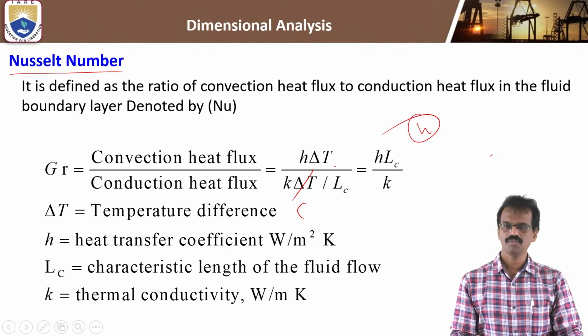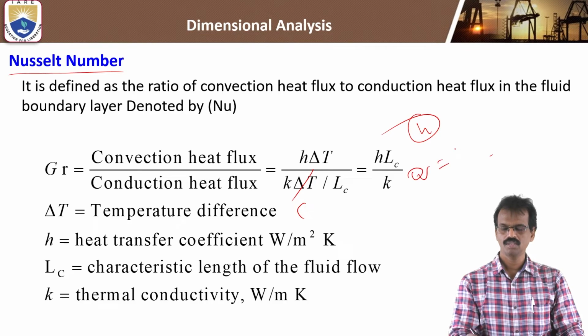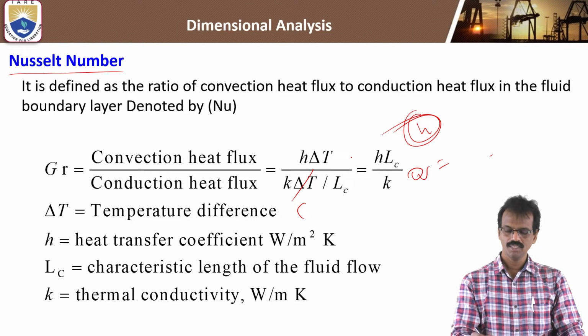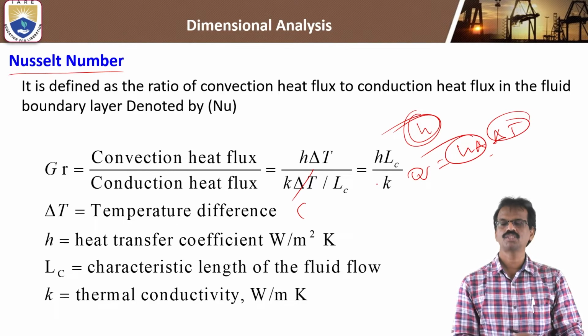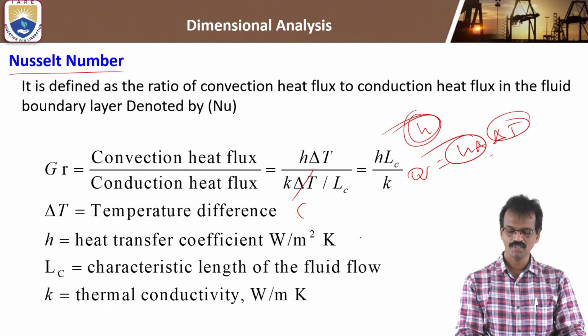If you know the heat transfer coefficient, you can find out the rate of heat transfer. Q is equal to hA into delta T. So finding h is very important. It depends upon the Nusselt value, because Nusselt value is equal to hL by k, in which we have to find out the h value.